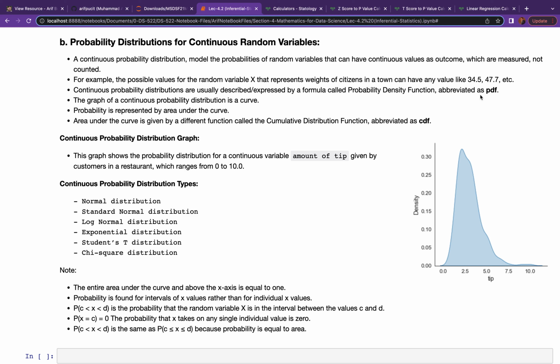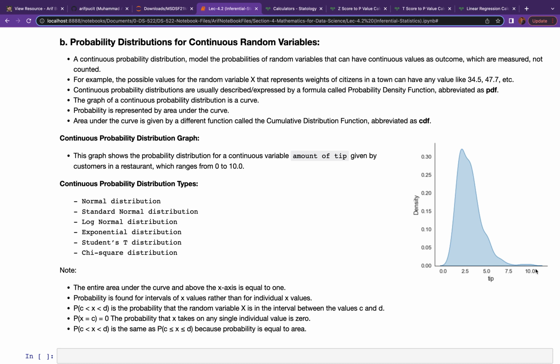You can describe the continuous probability distribution by a graph as shown over here, which shows the probability distribution for a continuous variable, in this example, the amount of tip. The amount of tip given by customers in the restaurant, which ranges from $0 to probably $10.